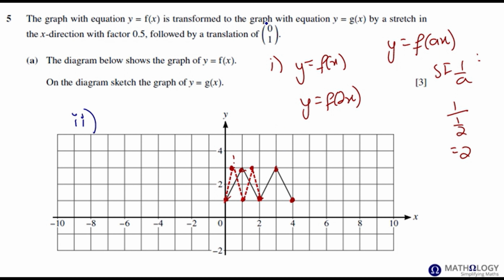Now the second transformation is a translation by the vector 0, 1. The x coordinates will not change, but the y coordinates will be shifted up 1. So every single point on this dotted function is going to shift up 1 unit. That blue function now is the transformed shape y equals g of x.